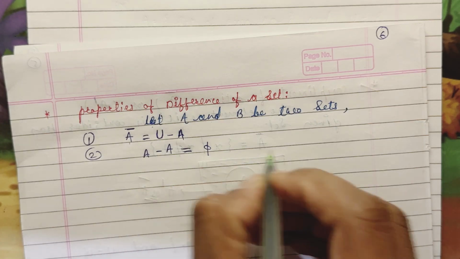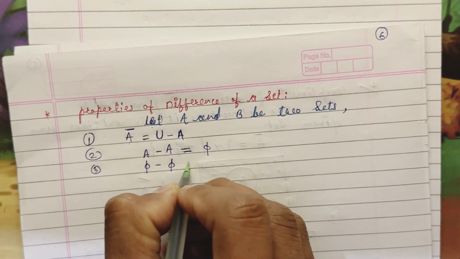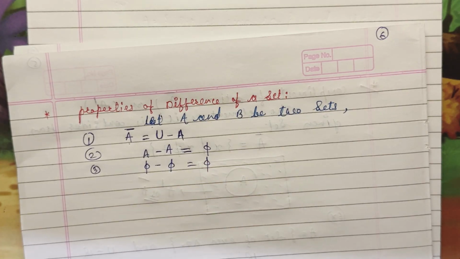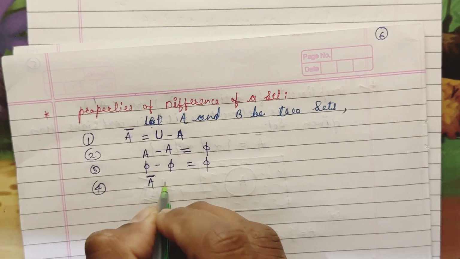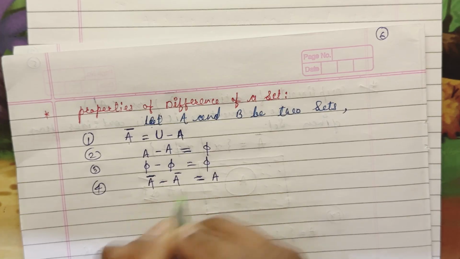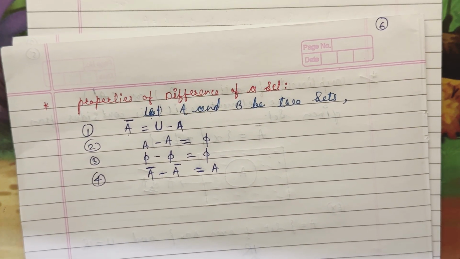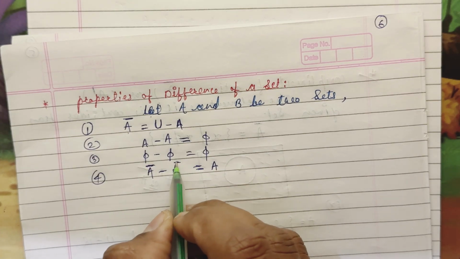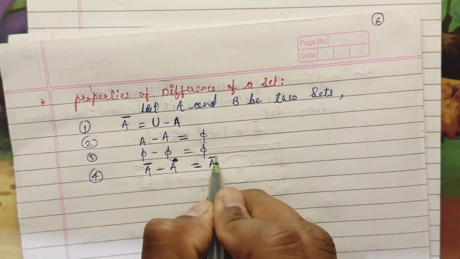So the difference of phi with itself is always phi, always remember. Fourth property: the difference of a complement with a set A. Sorry, the difference of the set A complement with the set A is A complement only.